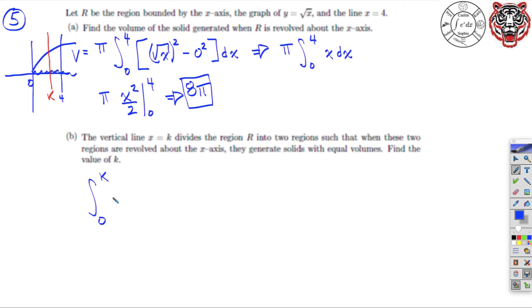So this is going to be from 0 to k of this function. This function is square root of x dx. That needs to be set equal to the value from k to 4 of square root of x dx.